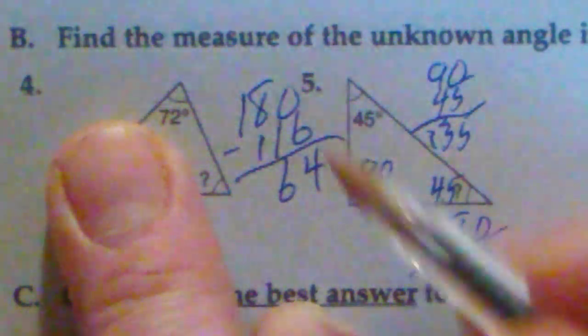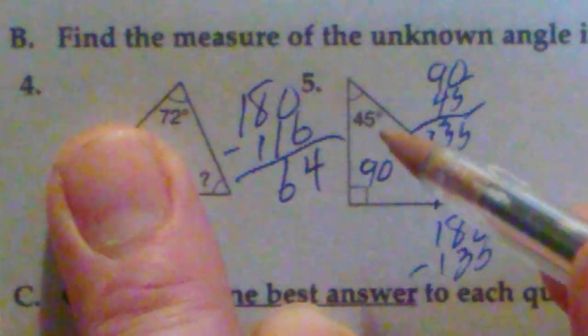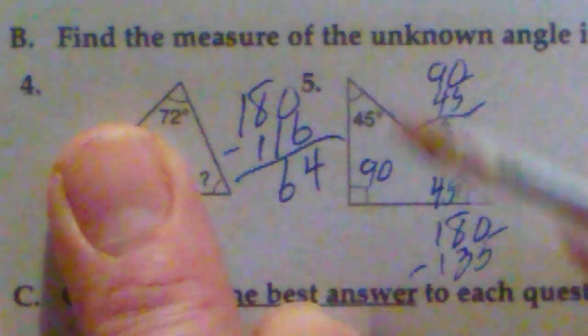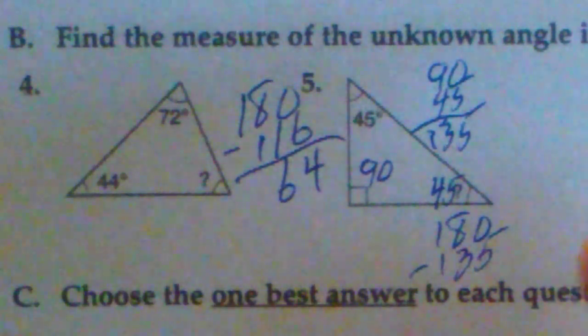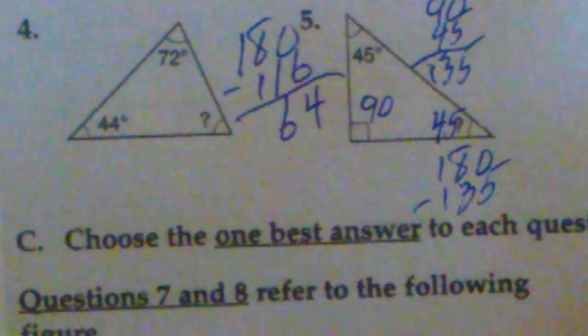Hey, that one's a right isosceles. 45, 45. That makes these two the same. And a 90. Yeah, a right isosceles or isosceles right.